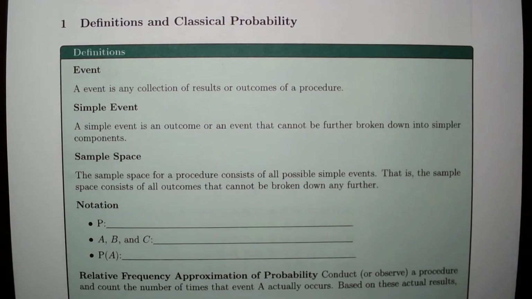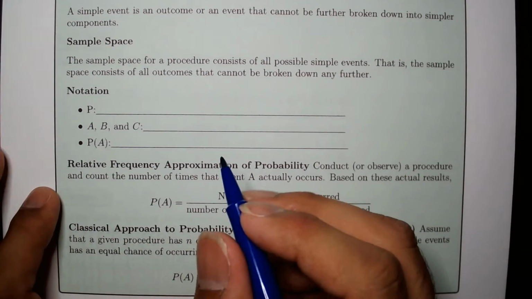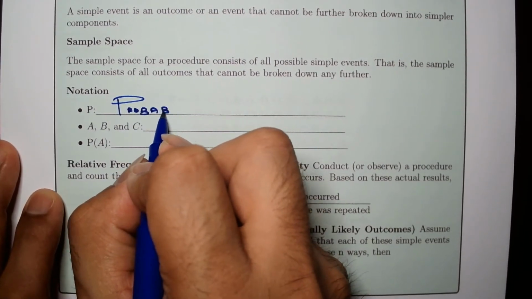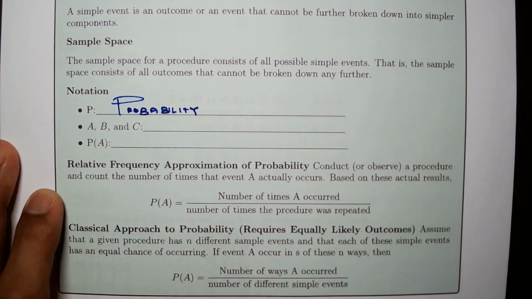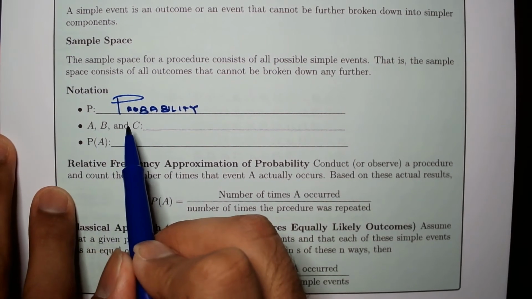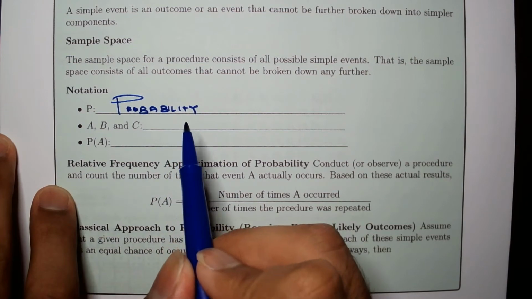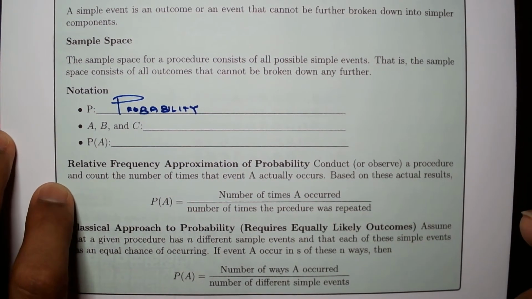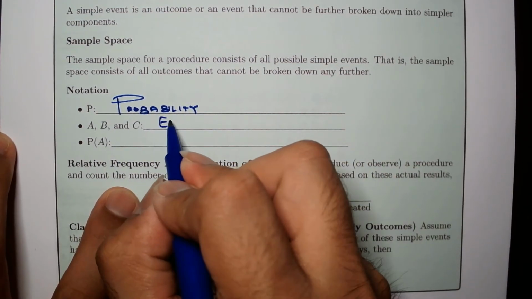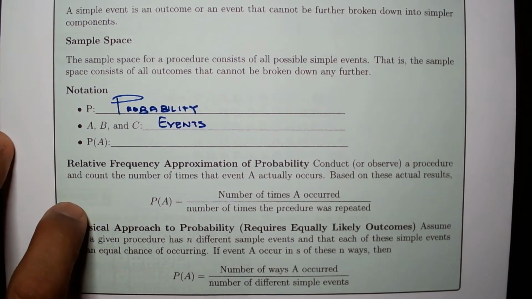Okay, what is the notation that we are going to use throughout this chapter? Big P, uppercase P, stands for probability. And these are all going to be uppercase letters: the letters A, B, and C. And sometimes, of course, we can go all the way to D, E, F, G, H. Later in the chapter, you will see these examples. These are events.